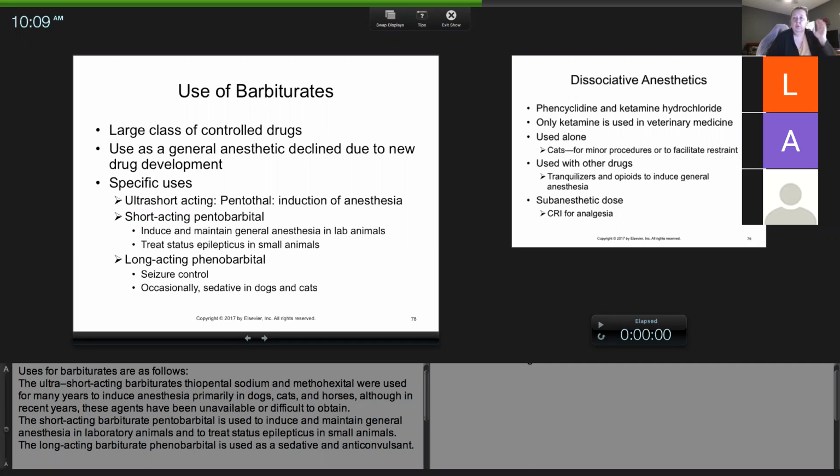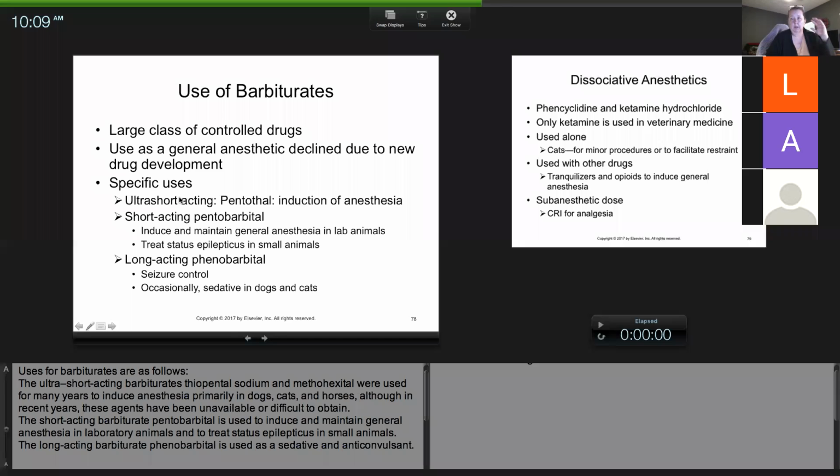Okay, so we're going to talk about the barbiturates. Now, barbiturates are a very large class. They are controlled. They basically aren't used much anymore. I don't even know if you can get them. I think in some research hospitals, they still use them. The one category used for anesthesia is the ultra short acting.